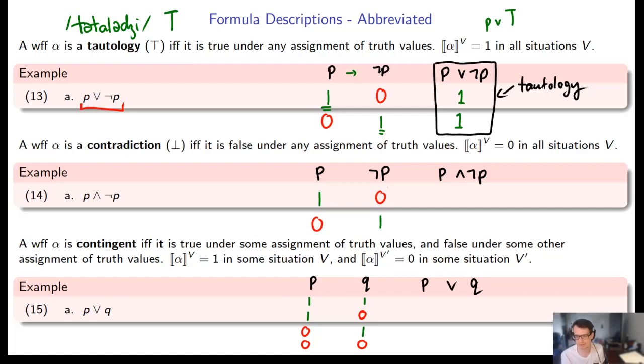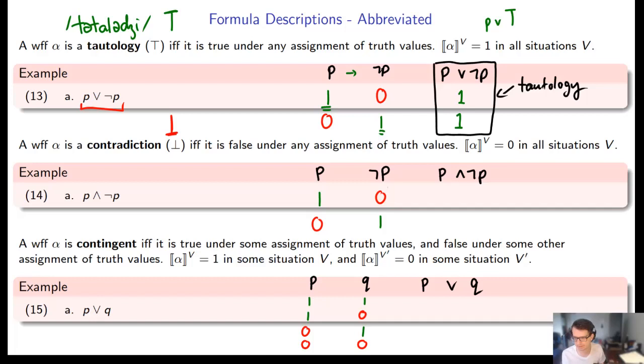Contradictions are things that we're already familiar with. We talked about them in the first week, and we have these in logic as well. With contradictions, we use the upside down T. We call this bot, or the falsum. It's just up, but upside down. And we can use this as a symbol in logic as well.